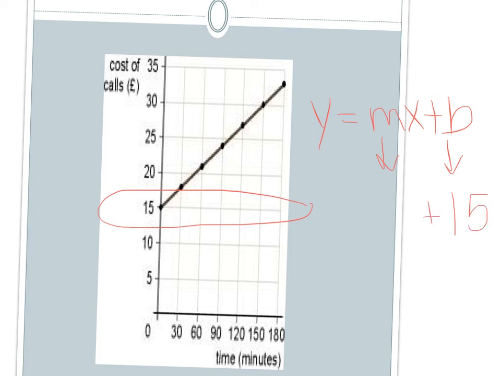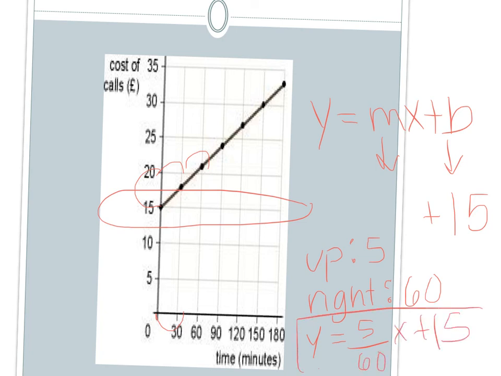My slope is how much I go up. So here, notice it's going from 15 to 20, so I'm going to go up 5. And I'm going to the right. So from here to here, it's 30. And from here to here is another 30. So I'm going to the right 60. So my slope is 5 over 60, so y equals 5 over 60x plus 15. And that's my equation.